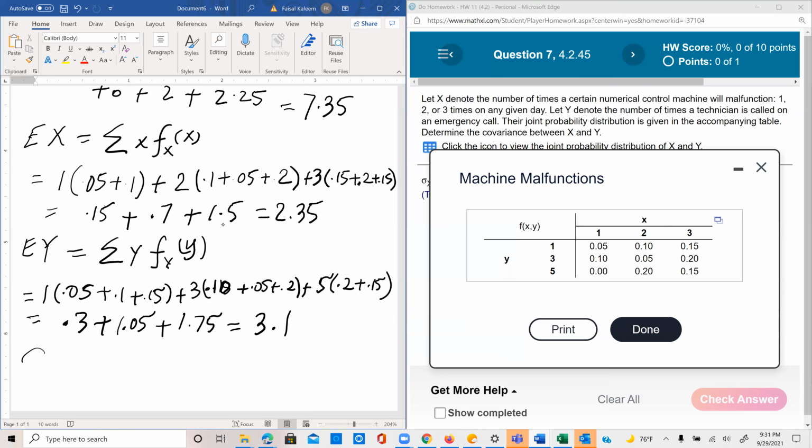And therefore, sigma xy is E of xy, which is 7.35, minus E of x times E of y, so minus 2.35 times 3.1. And I get 7.35 minus 2.35 times 3.1. I get 0.065.